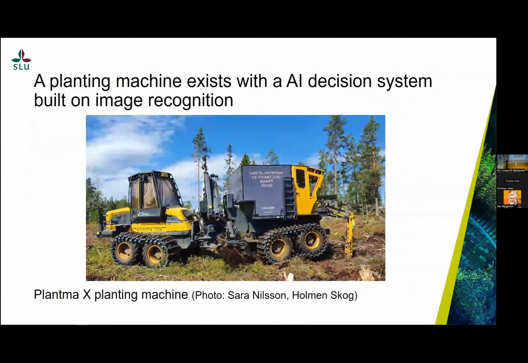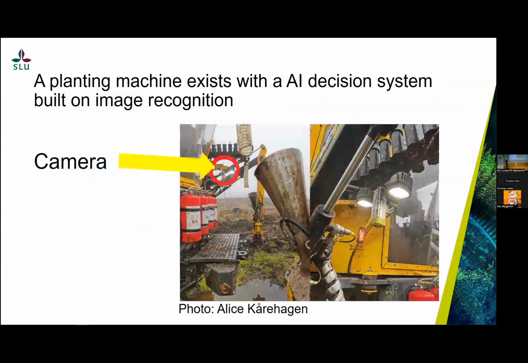This is a planting machine you have seen on several other slides here today that actually exists with an AI decision system built on image recognition. With the image recognition, there is a camera constantly taking pictures, and then in real time, the system is able to analyze and decide if a plot should be planted or not.